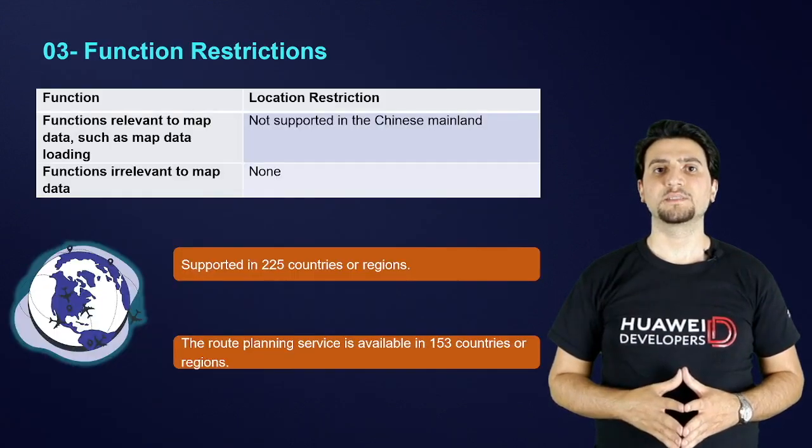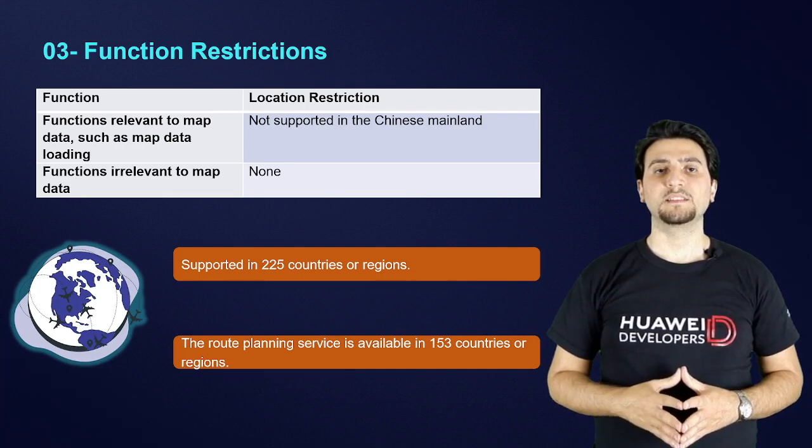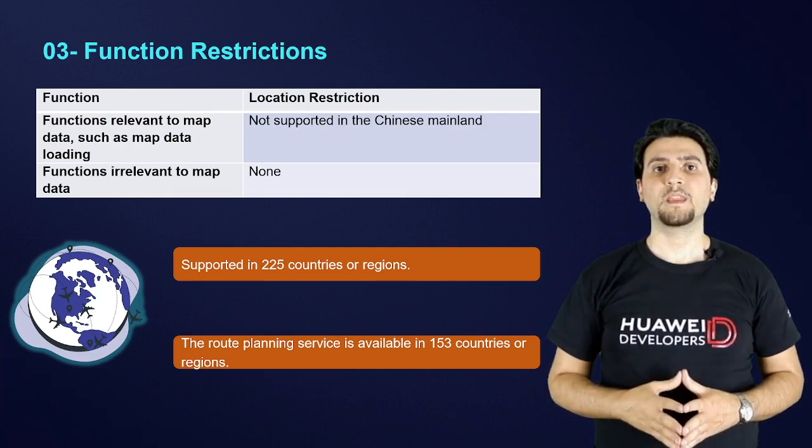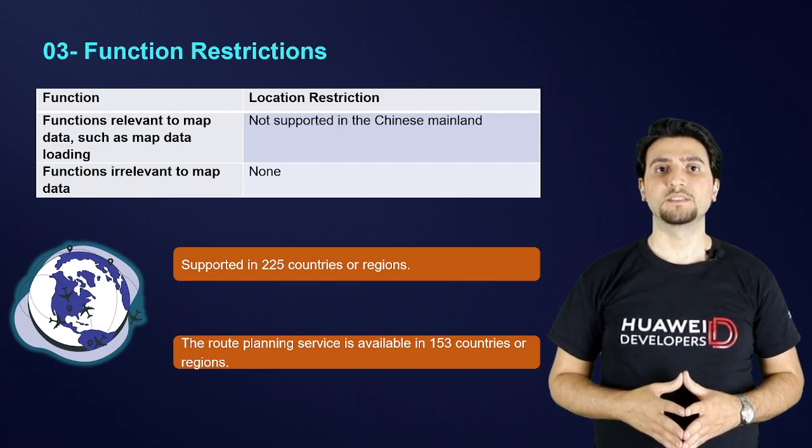Function restrictions. Map Kit is supported in 225 countries or regions. For now, it is not supported in Chinese mainland, but there is no restriction for the functions irrelevant to the map data. Also, the route planning service is available in 153 countries or regions, and the number of supported countries is increasing as time goes by.